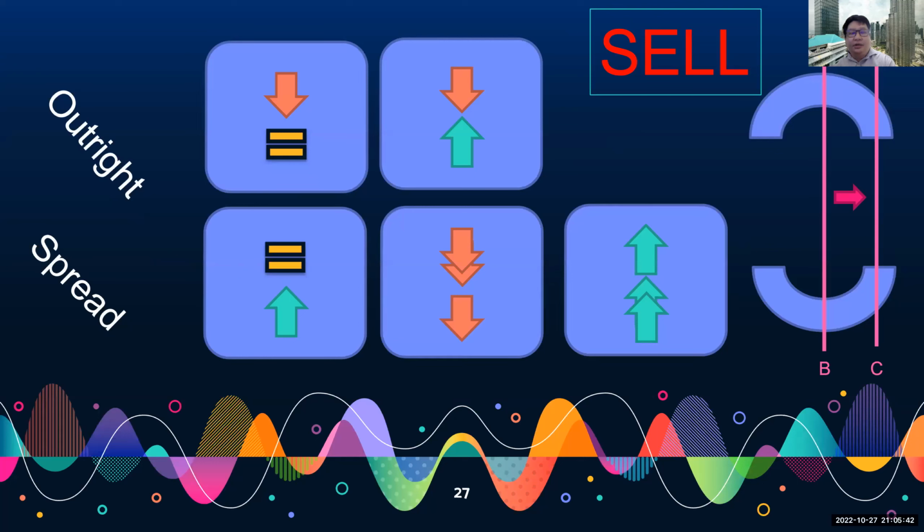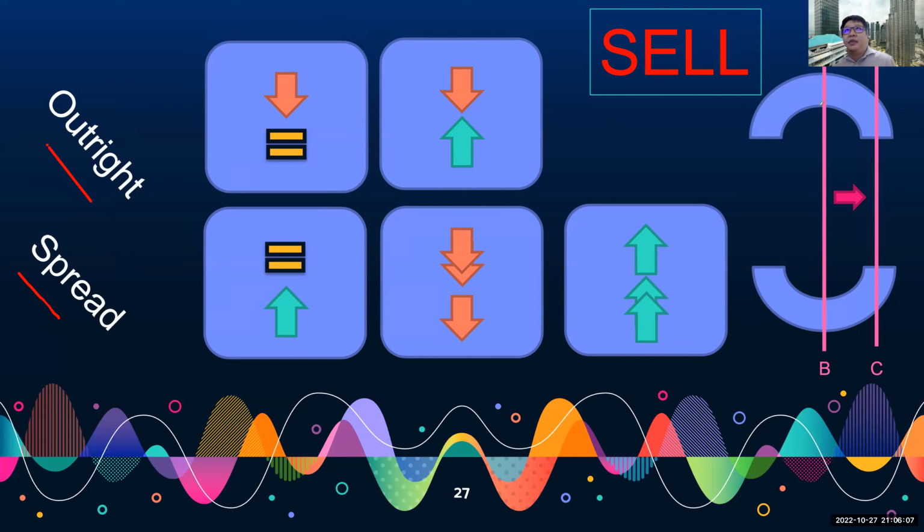Okay, now we go to the next one, which is when the spread goes down. Normally, when the spread goes down, the outright should go down. But that is normally, as we have just discussed, not always the case. But normally it's like this.